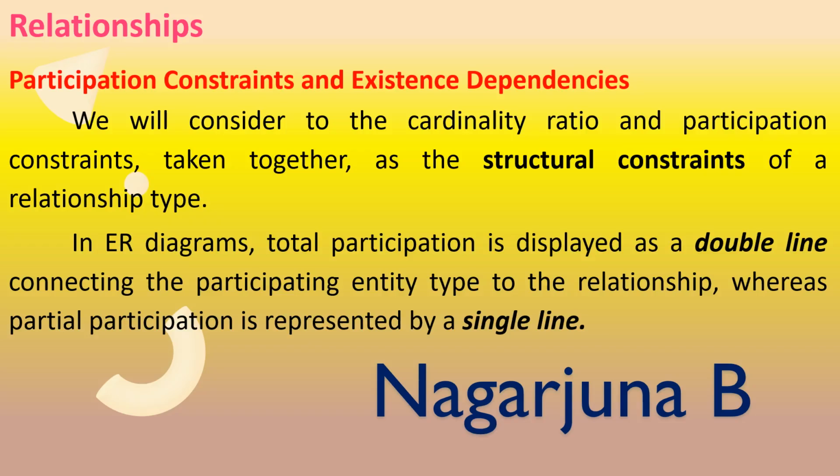When connecting an entity to a relationship, that is a rectangle to a diamond shape, we will be using a double line that indicates total participation. If it is a single line, that indicates partial participation. And as I told you, the cardinality ratios will be represented in an ER diagram by using 1, N and M beside the diamond. So in this video I have explained participation constraints, existence dependency and cardinality ratio.